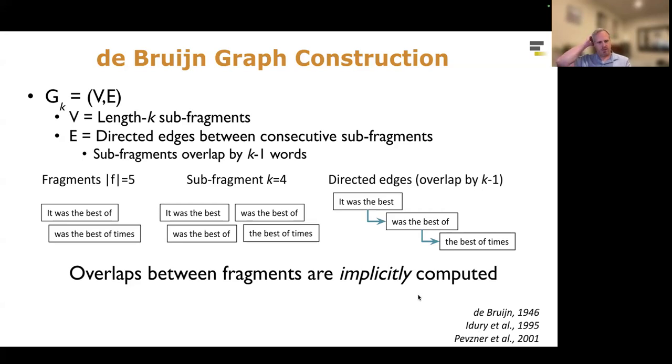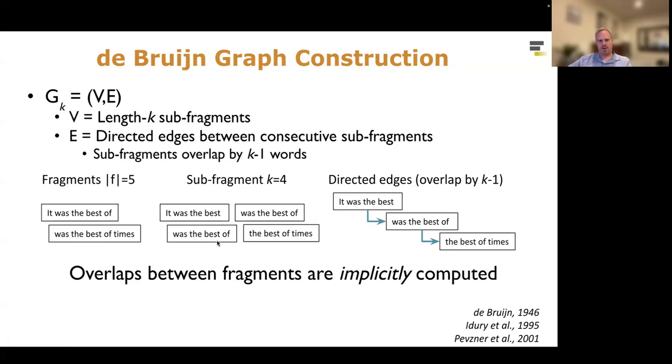We're going to be starting with relatively short fragments. The fragments that we have in this example are just 5 words long. From them, we're going to derive even shorter subfragments. We're going to go from 5-word fragments down into subfragments that each have 4 words. The key thing is when we're deriving these subfragments, we're going to keep track of the edges between them. So "it was the" because of this first fragment can be derived into "it was the best" and "was the best of." We're going to keep track of this edge between "it was the best" and "was the best of." Now, from the next fragment, we derive even shorter subfragments.